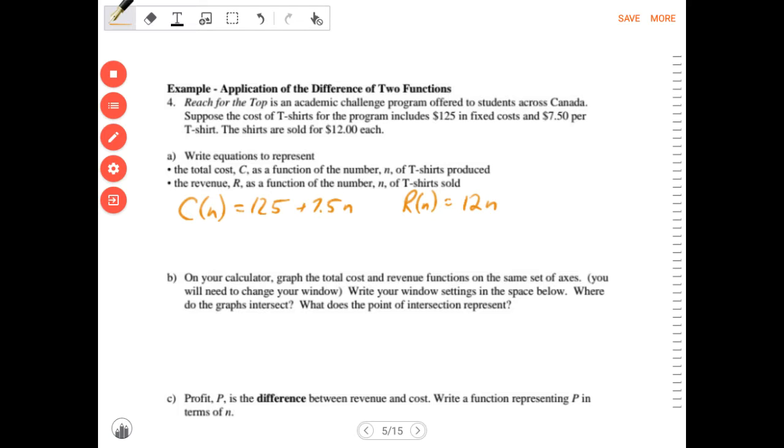Now, on your calculator, graph the total cost and the revenue functions on the same set of axes. You're going to have to change your window, and then write your window settings in the space below. Where do the graphs intersect? What does this point of intersection represent? So here's the thing. There's no real right or wrong answers as far as the window settings, as long as you can see the intersection point.